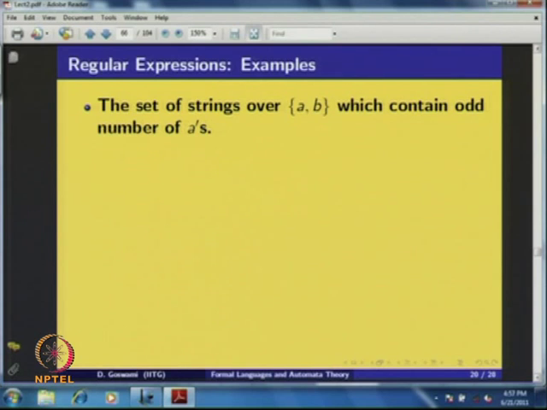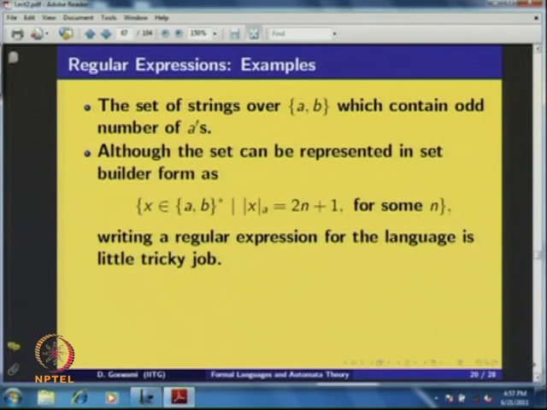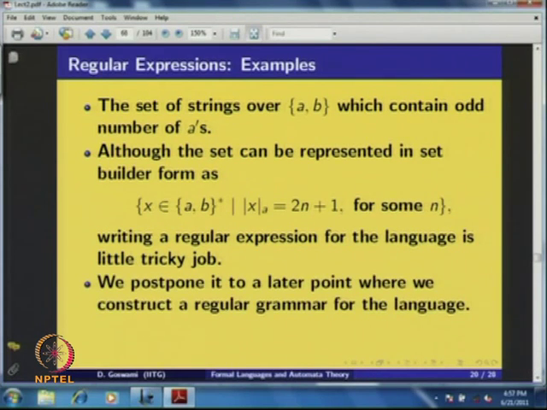Now, just consider the language, the set of all strings over {a, b} which contain an odd number of a's. It is easy to see that it can be represented as the set of x belonging to {a, b} star such that the number of occurrences of a in x is equal to 2n plus 1 for some n. But writing a regular expression for this language is a little bit tricky. So we will postpone it to a later point, where we construct a regular grammar for the language. Regular grammar is another finite representation for a language. Even though it is tricky to write a regular expression, it is very easy to construct a regular grammar for the given language.